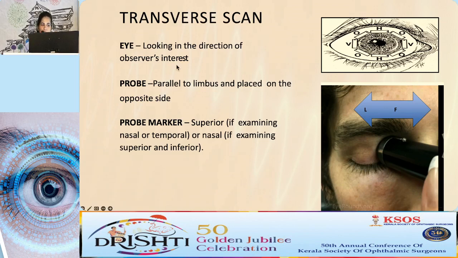Next is the transverse scan. In the transverse scan, the patient looks in the direction of the observer's interest. The probe is kept parallel to the limbus, placed on the opposite side from where we are looking. So when we are looking at the superior retina, the probe is placed inferiorly, and so on, nasally or temporally. For a vertical scan we will keep the probe superiorly, and for a horizontal scan we will keep the probe nasally.